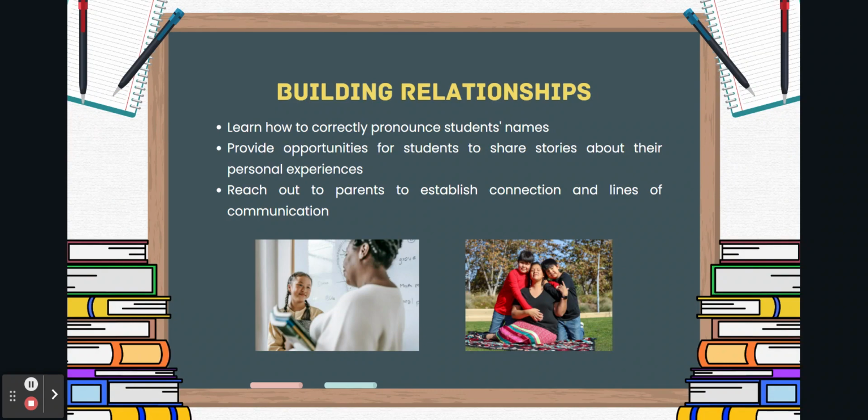Educators can build relationships by learning how to correctly pronounce students' names and pronouncing them correctly every time, providing opportunities for students to share stories about their personal experiences. Educators can also reach out to parents to establish connections and lines of communication that specifically work for them.